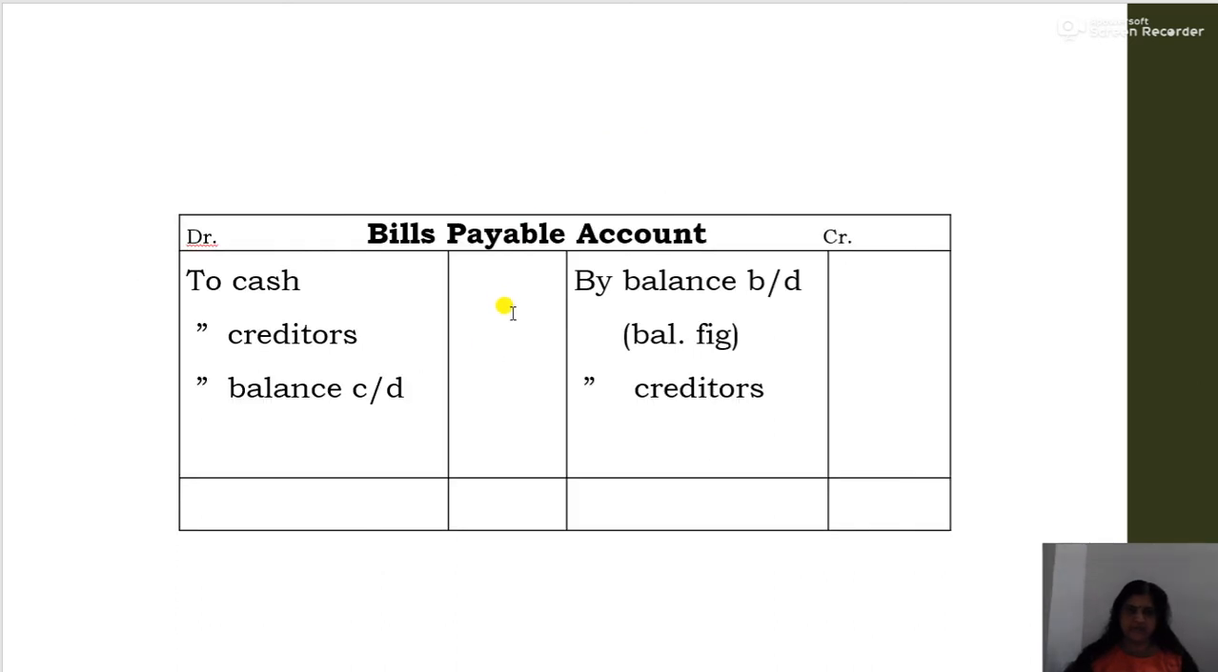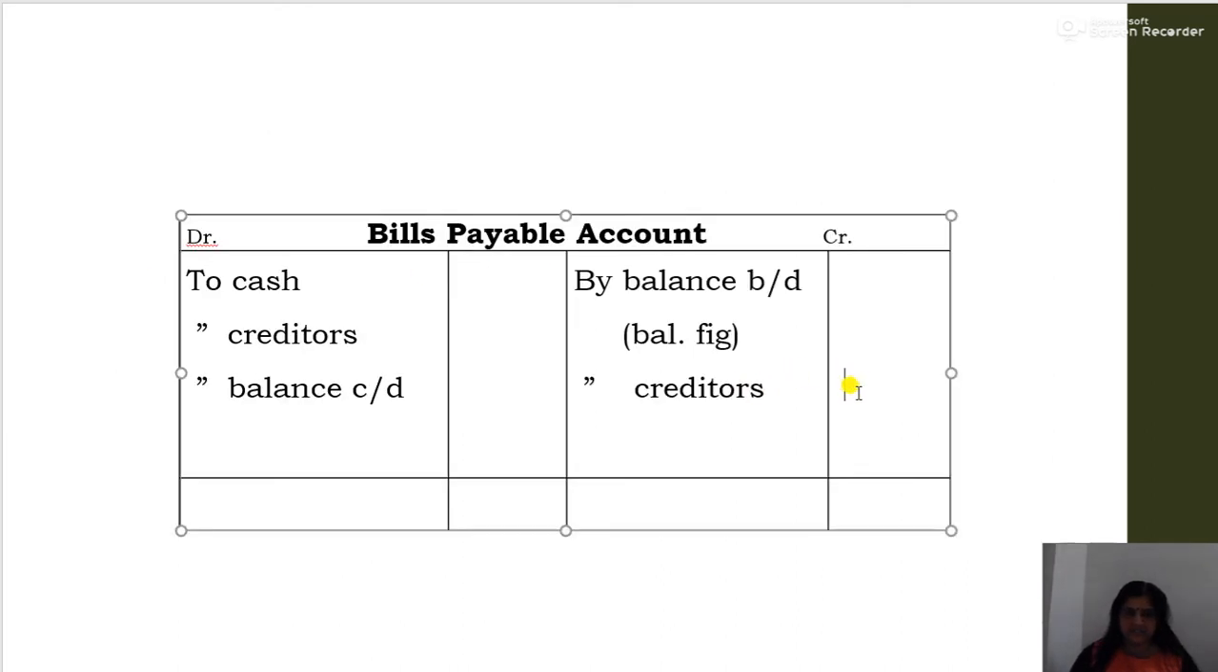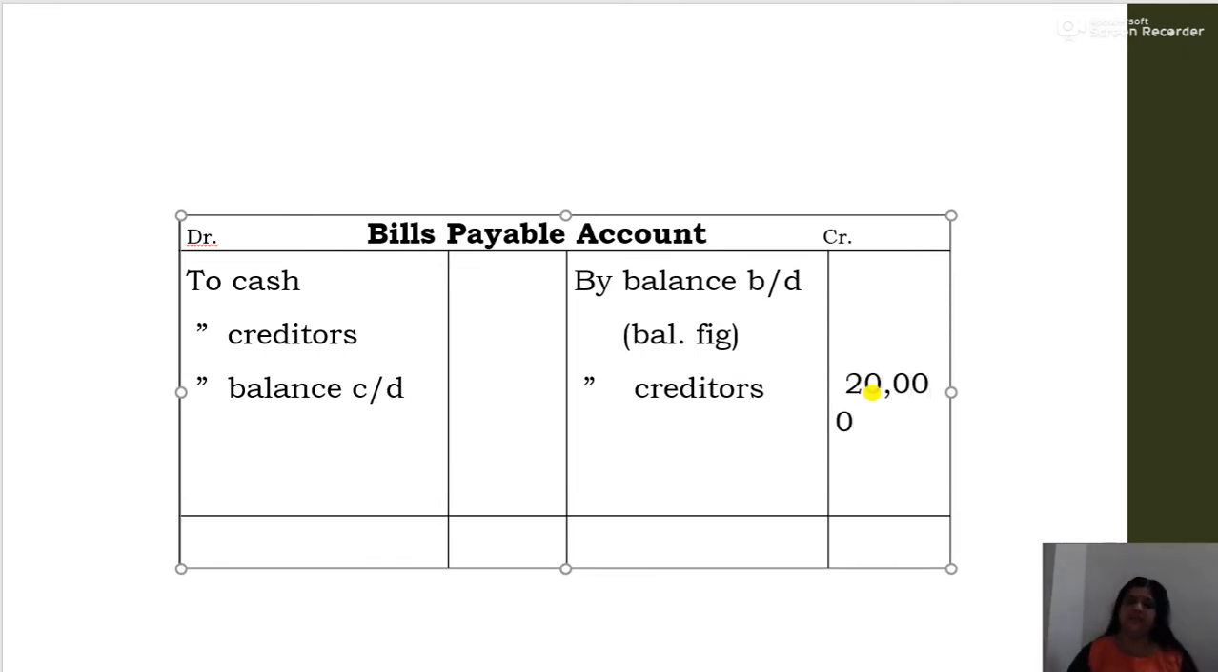Okay, now we will see how to prepare the bills payable account. So this is the bills payable account. The bills payable account is a liability, so the opening balance will be credit. So here we have to compute this opening balance, that is a balancing figure. Now what are the informations given? Bills payable issued to creditors during the year is given, that is 20,000.